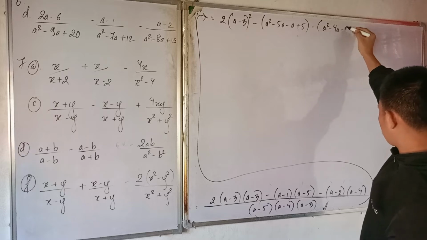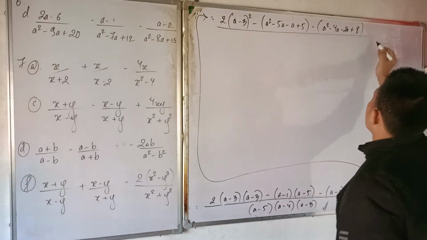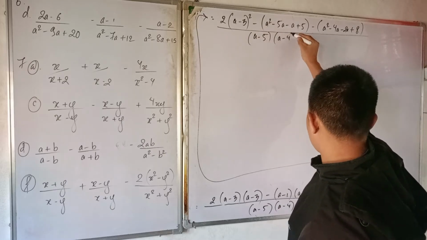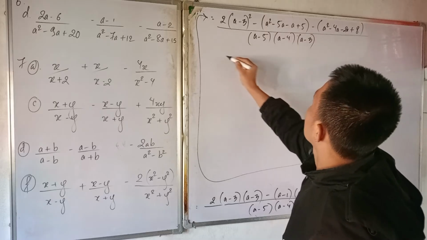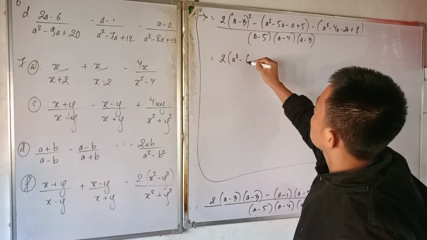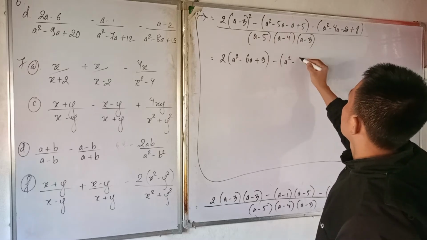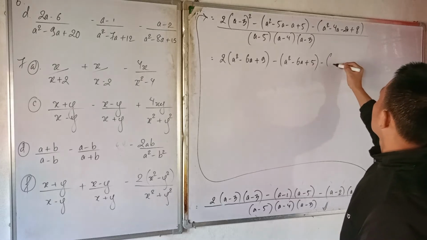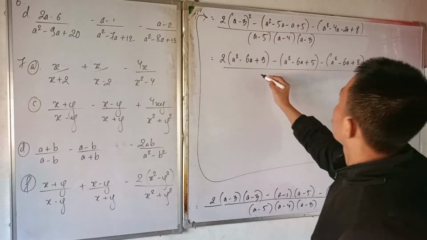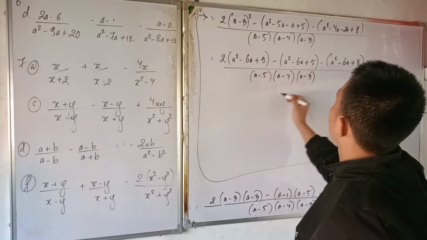minus 4a minus 2a, 2 times 4, 8. So in the denominator, a minus 5, a minus 4, and a minus 3. Now here a minus 3 whole square can be written as a square minus 2 3 is 6, 6a plus 3 3 is 9. Now here a square minus 6a plus 5, a square minus 6a plus 8, divide by a minus 5, a minus 4, a minus 3.